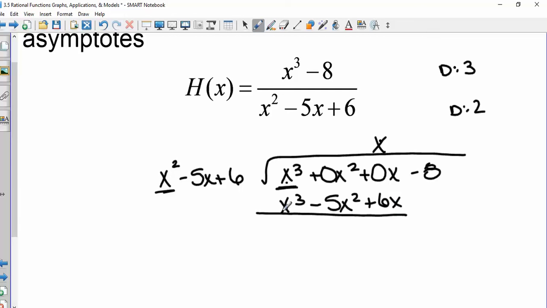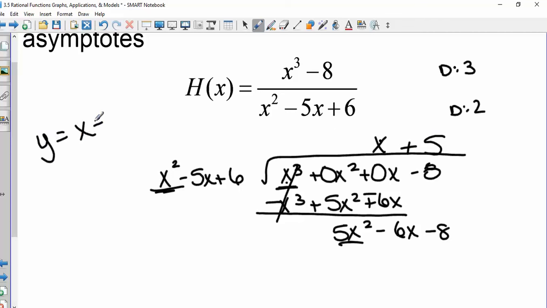Then what do we have to do? Subtract all that off. So if you distribute a negative, those cancel. We get 5x squared minus 6x. You can bring down your minus 8. We are 1 step away. 5x squared divided by x squared is 5. So our oblique asymptote is y equals x plus 5.